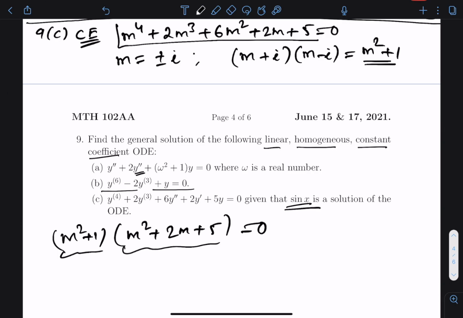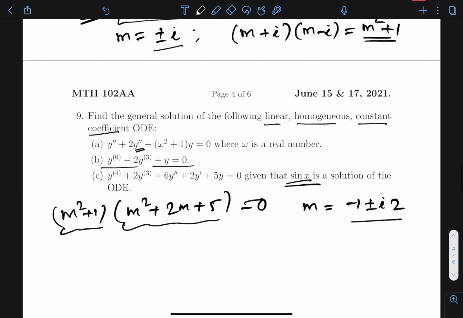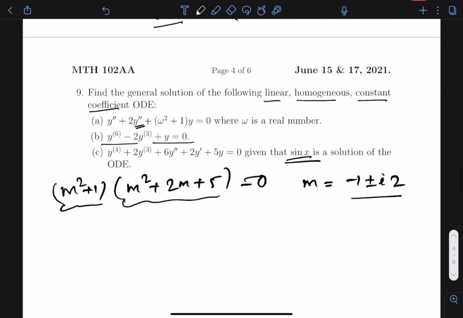So the roots of the second quadratic equation are m equal to minus 1 plus or minus 2i, right? So the complex conjugate. So you have two roots from here and two roots from here. In total you have 4 roots. It's a fourth degree polynomial.